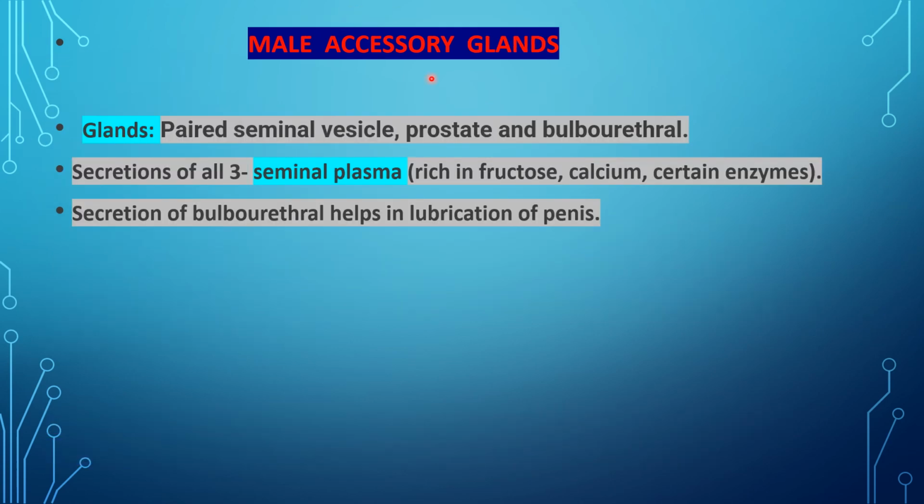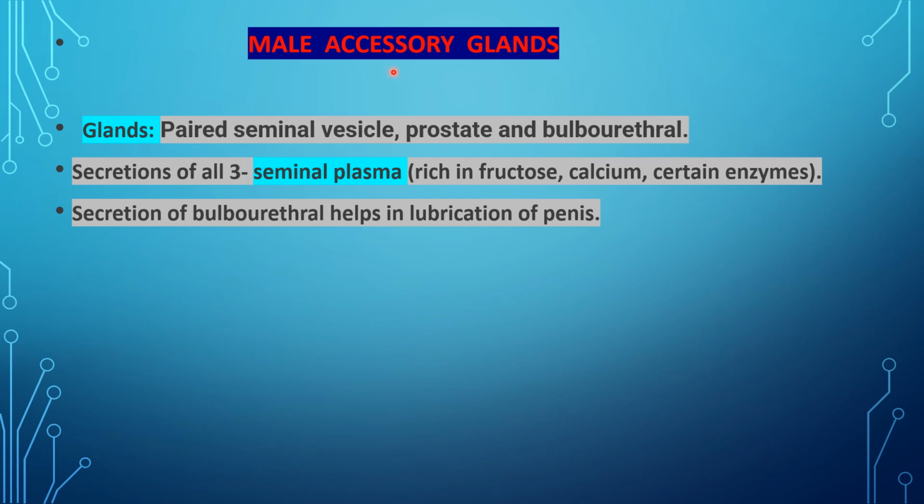So next we'll be seeing about the glands. There are a paired seminal vesicle, prostate and bulbourethral glands. All these produce seminal plasma. What is the seminal plasma? The secretions of these glands are known as seminal plasma. It is the chemical substance that is being secreted by all the three glands. And what is the function? They are rich in fructose, calcium and certain enzymes, and secretions of the bulbourethral gland help in the lubrication of the penis. This is about the male accessory glands.